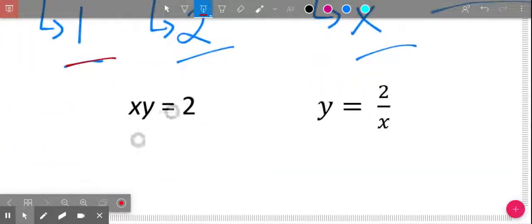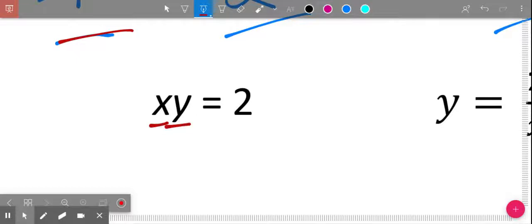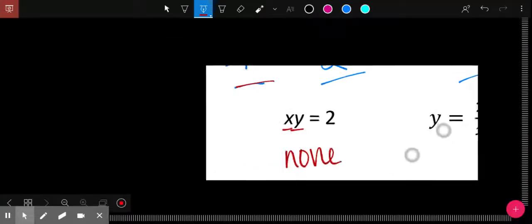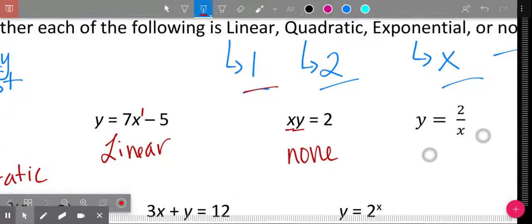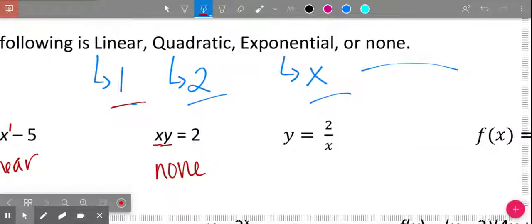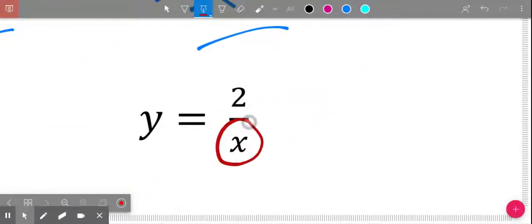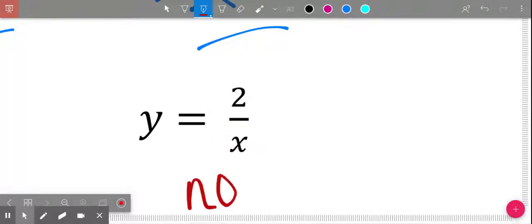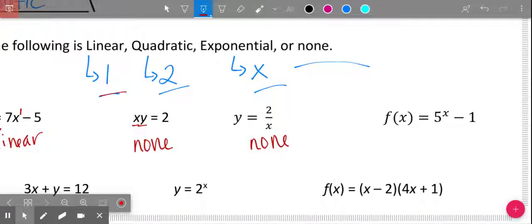On the next one, if we look at this, we have x and y together. They're being multiplied together. Anytime you see the variables being multiplied together like this, the x and the y, it's going to be none. If I look at the next one, I have y equals 2 divided by x. Anytime the x is in the denominator, that's also going to be none. And then the next one, I have f of x equals 5 to the x power. Anytime we have our exponent as an x, that's going to be exponential.